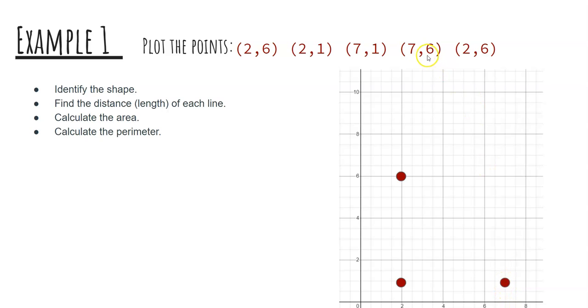Then we have (7, 6). Same thing, we're going to go 7 and then 6 up. So we're going to land up here. And (2, 6) is where we come back to form the shape. So when we connect the dots, we're going to have this right here. Once I know what this is, the shape is what we're going to be asked to find.